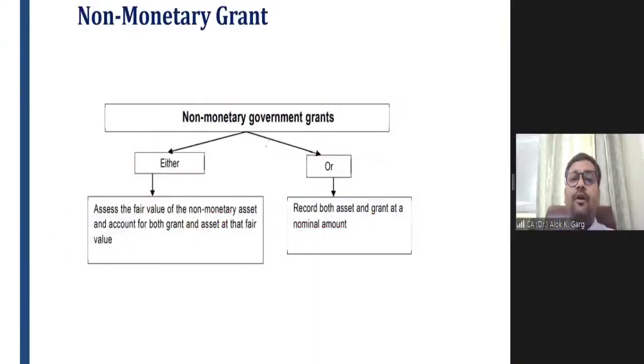So non-monetary government grants are recognized either at fair value of the asset and the grant, or the asset and grant are recognized at a nominal amount. Okay. Clear? Great.